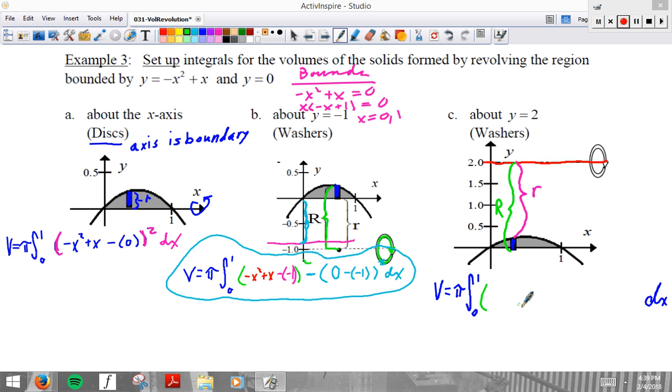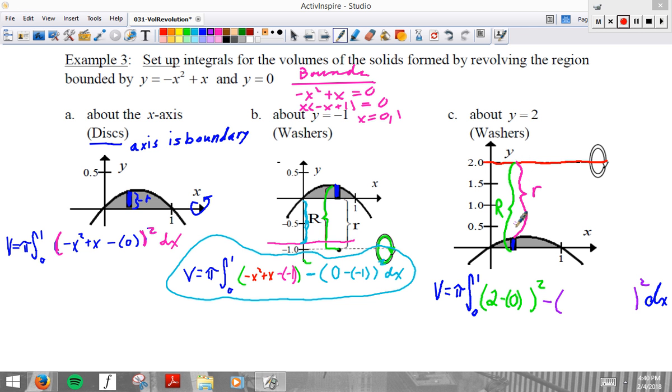So big R squared would be the top. It's a vertical line. It's a vertical length. Top 2 minus bottom 0. That's it. And that's big R. Minus little r squared. So in this case, little r, top minus bottom.